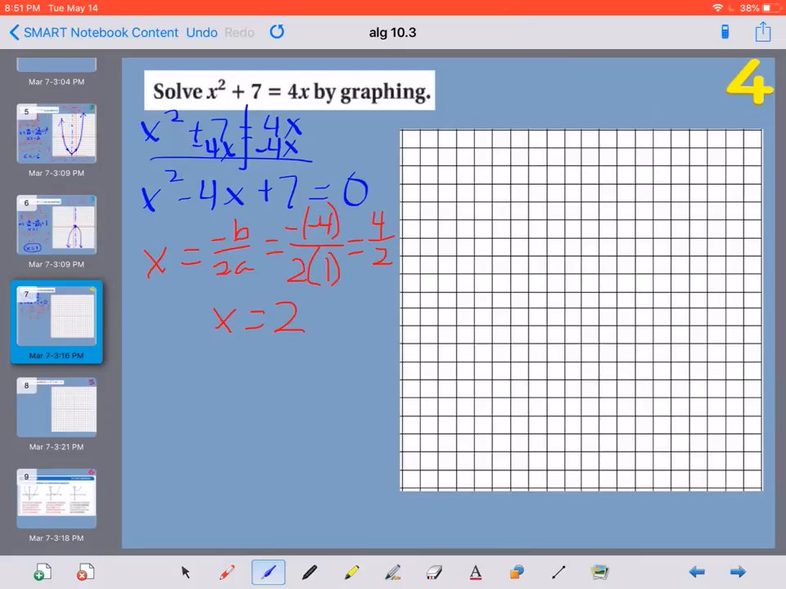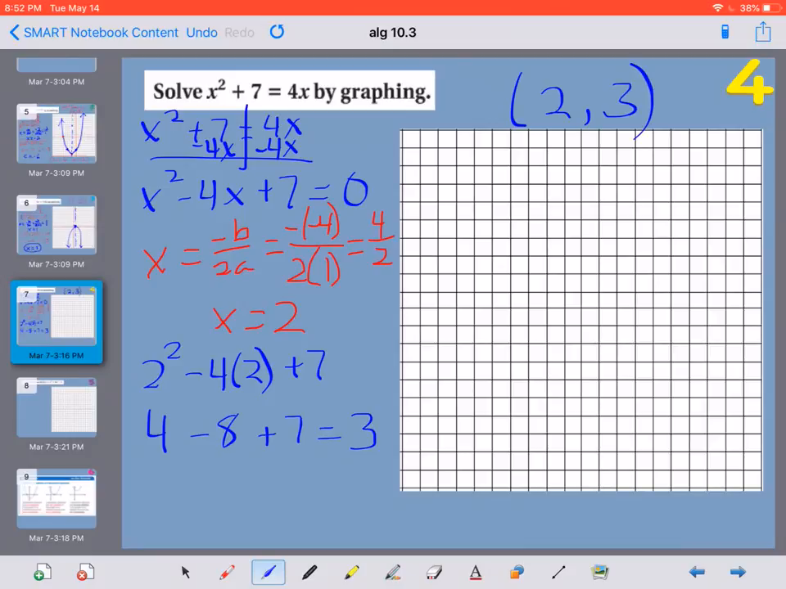Now if we put that back into our equation, we'll have 2 squared minus 4 times 2 plus 7. 2 squared is 4. Negative 4 times 2 is negative 8, plus 7. 4 minus 8 is negative 4, plus 7 gives me a positive 3. So in this case, our vertex is at 2, 3.